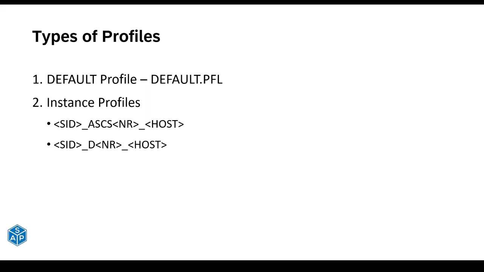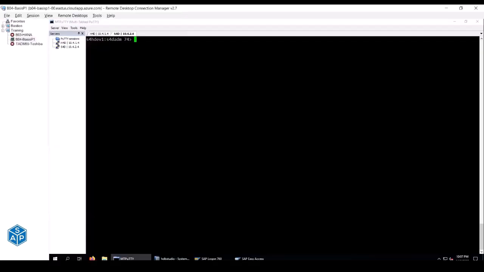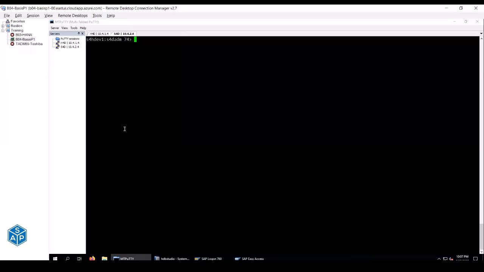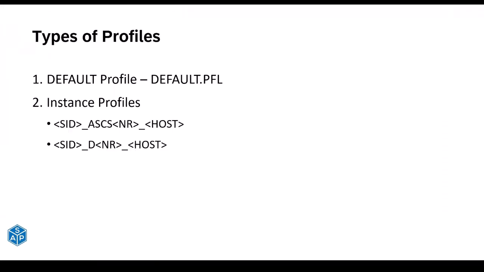So for example, how many instances do I have in my system? Two instances: the ASCS instance, that's the central instance, and your primary application server instance. So right now in my system, there are two instances. One is your ASCS instance.